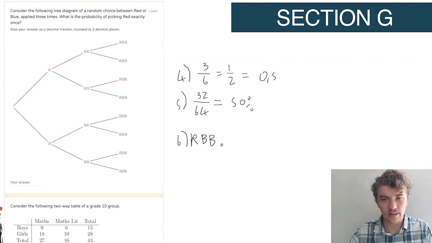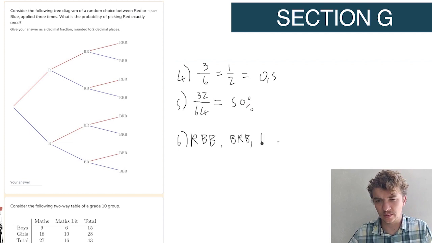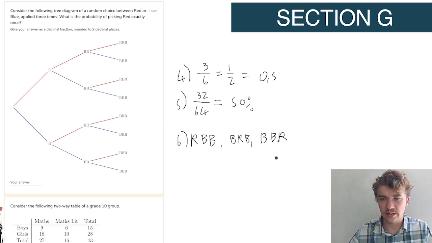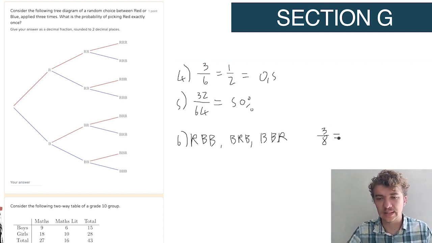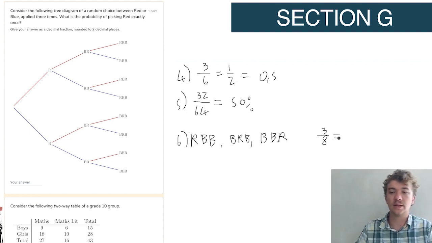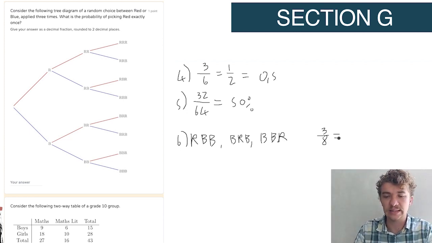We have RBB, we have BRB, and then we have BBR. Those are your only 3 options with exactly one red. Therefore, we have 3 ways of getting what we want. There are 8 different outcomes in total. They ask for our answer as a decimal fraction. So on your calculator, you just type 3 divided by 8. And if you have one of the Casios, then you just press the SD button to change it to a decimal fraction. To 2 decimal places, we have 0.38.